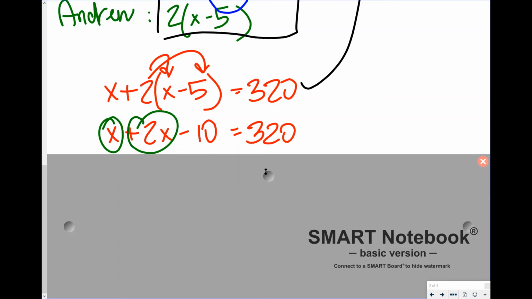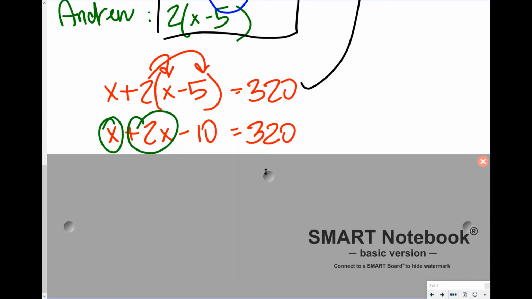Now, I have some like terms. I got x and I got 2x. So I need to combine those together to get only one x. We only need one set of x. So what's x plus 2x? It gives me 3x. So you got 3x minus 10 equals 320.